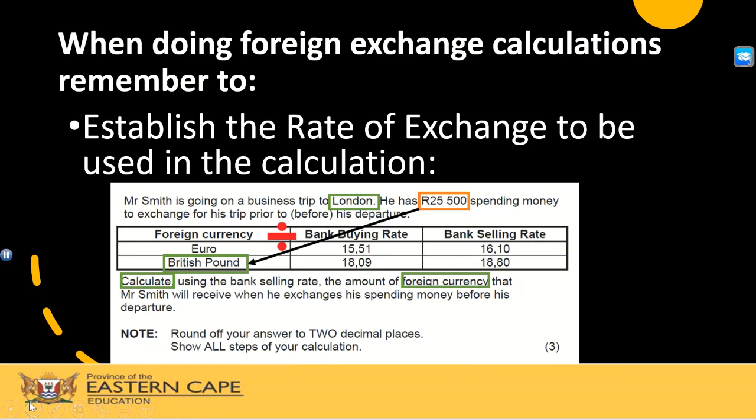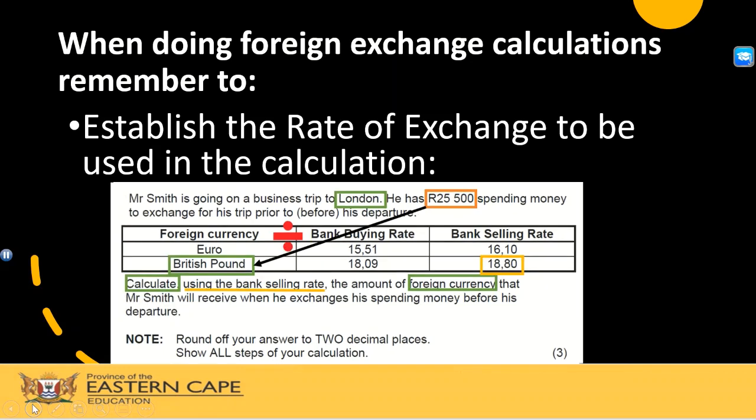Let us continue. The next rule tells us to establish the rate of exchange to be used in the calculation. Remember, you will either be given, as a grade 11, only one rate of exchange, or you will be instructed which one to use. So if you take a look at your screen at the moment, you will see the instruction is given: calculate using the bank selling rate.